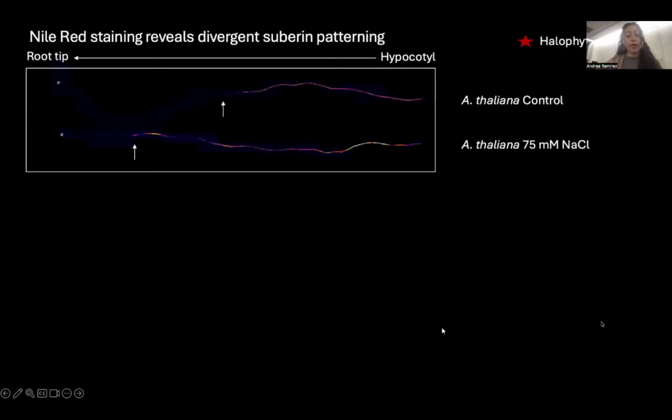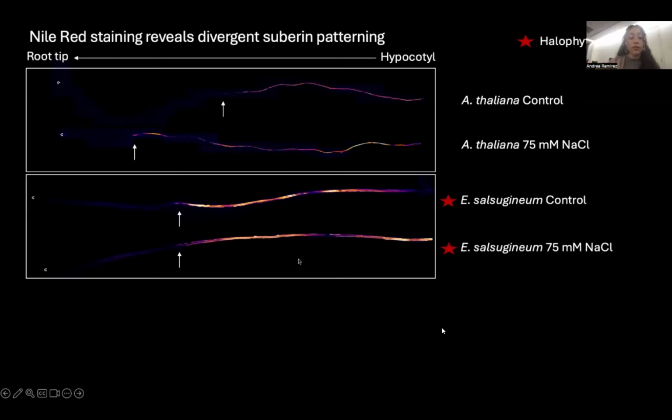So here I'm showing data of an Arabidopsis seedling stained with a suberin dye called Nile Red again. On the left is the root tip, and towards the right is the hypocotyl. So hopefully you can appreciate that Arabidopsis shows higher and earlier induction of suberin levels under salt treatment, which matches what we know again. So what does this look like for the halophytes?